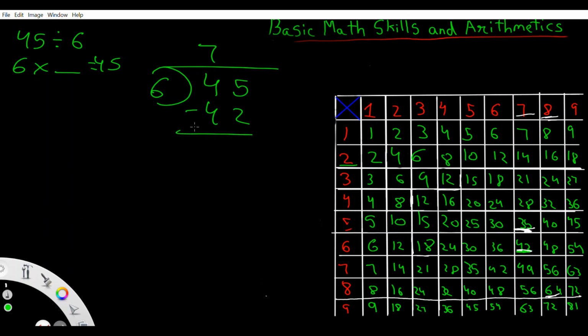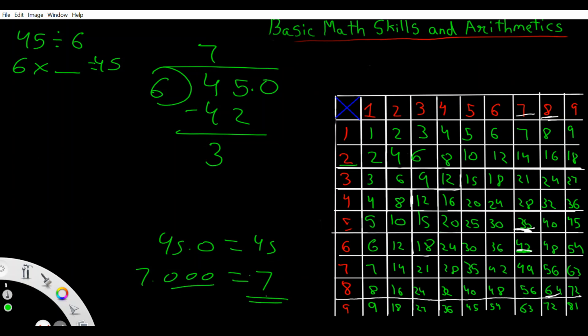And then we take away these two values. 45 minus 42 is 3. But what we do now is we put a decimal here and we can add a 0 because 45.0 is the same thing as 45. 7.000 is the same thing as 7. So it doesn't matter how many zeros you add, the value doesn't change. But how it helps is now we have a 0. We also need to put a decimal point here. Now we have a 0.